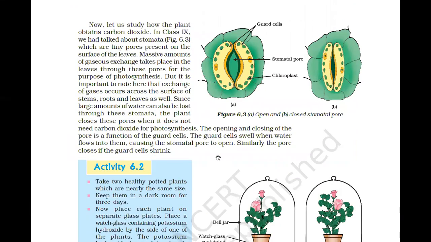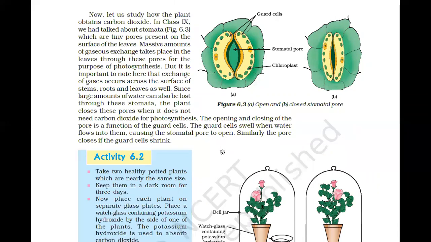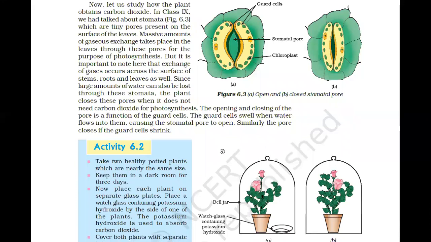In class 9, we had talked about stomata, which are tiny pores present on the surface of the leaves. Massive amounts of gaseous exchange take place in the leaves through these pores for the purpose of photosynthesis. But it is important to note here that exchange of gases occurs across the surface of stems, roots, and leaves as well. Since large amounts of water can also be lost through these stomata, the plant closes these pores when it does not need carbon dioxide for photosynthesis.